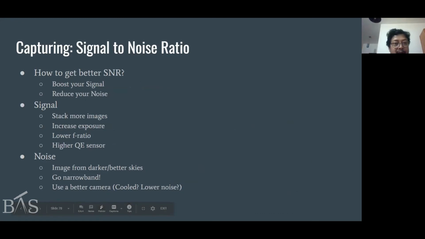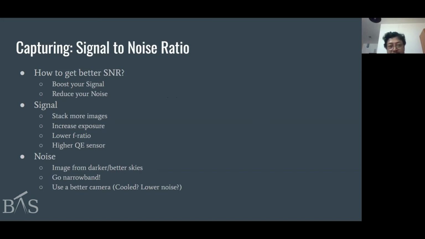One last topic before we get into the interesting part of capturing. What is signal to noise ratio? Without getting into too many technical details, it is basically signal over noise. That's all. The objective of making an astrophotography is to increase the signal to noise ratio during the capture part as much as possible.